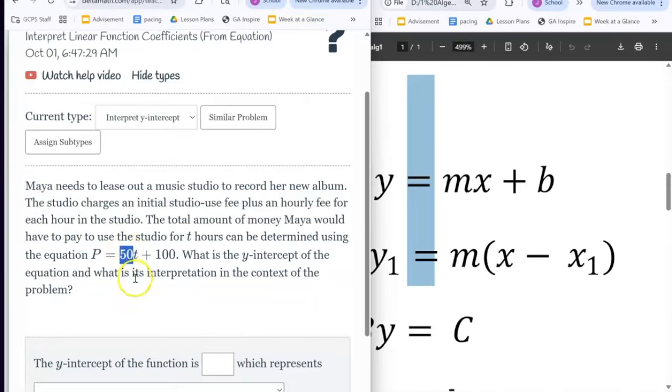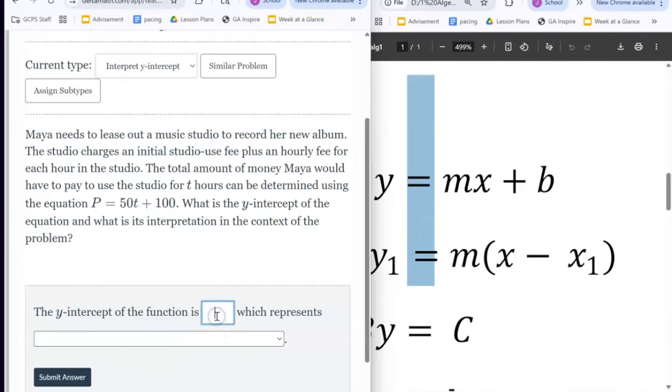So it's $50 every 1 hour, the number that keeps happening. So you're going to start off with 100, then you're going to pay $50 every single hour, and then this is going to be the total amount you pay depending on how many hours you stay. The total amount of money Maya would have to pay to use the studio for 2 hours can be determined using this equation. What is the y-intercept? Again, the y-intercept is just the plus b, the number without the variable. So that's going to be 100.